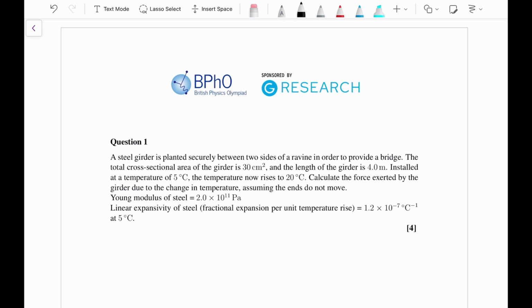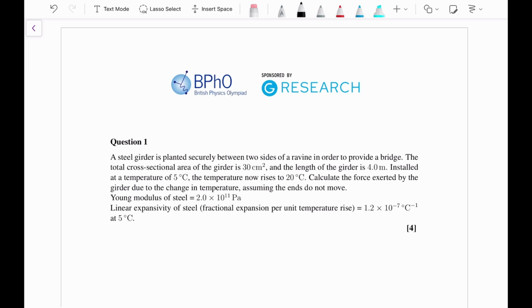Installed at a temperature of 5 degrees Celsius, the temperature now rises to 20 degrees Celsius. And then the question wants us to calculate the force exerted by the girder due to the change in temperature, assuming the ends do not move. And then it gave us the Young's modulus of steel and also the linear expansivity. So that's basically the fractional expansion due to a change in temperature.